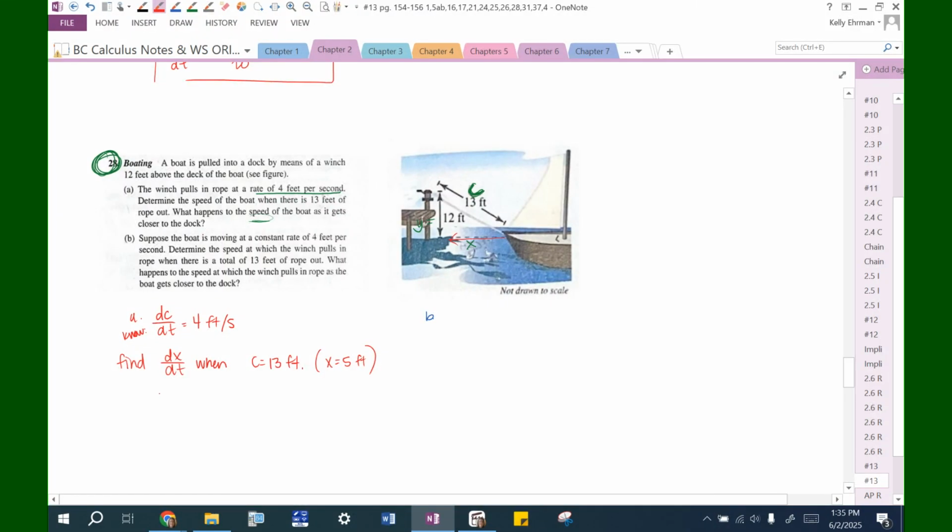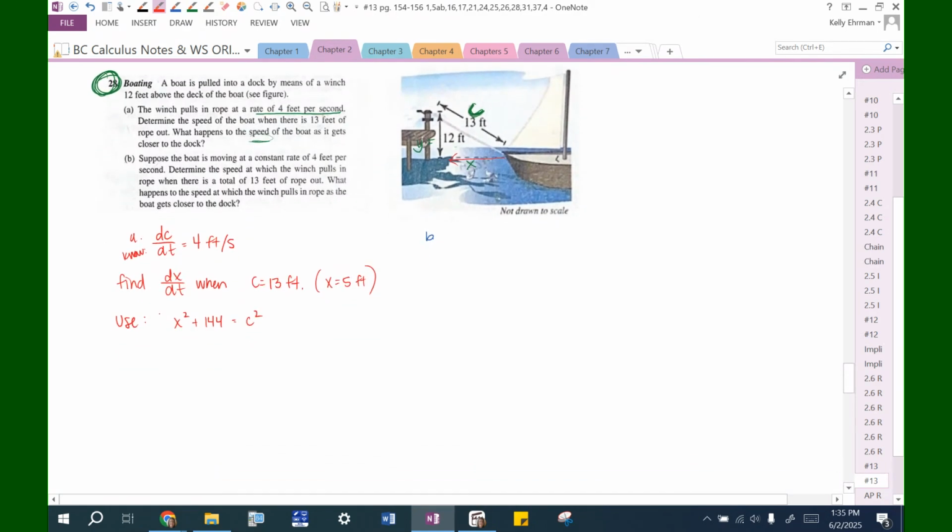So we'll deal with that in a second. But what do I need to use here? So use Pythagorean theorem again. X squared plus 12 squared equals c squared. Take the derivative with respect to t, of both sides. So this becomes 2x dx/dt plus 0 equals 2c dc/dt. All right, and then we can get rid of the 2's. Clean this up a bit, get rid of the 0. X times dx/dt is equal to c times dc/dt.